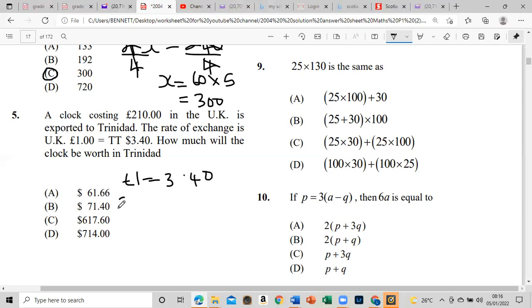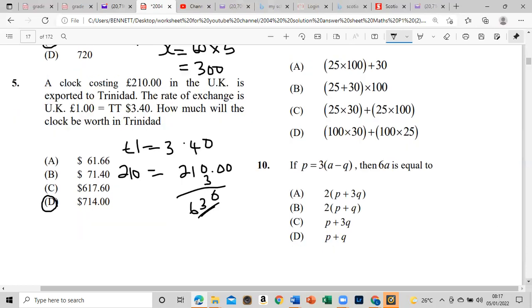So for £210, I have to multiply it by 3.4. Let's try 3 and see if it passes 670. If you multiply 3 by 210, that's already 630, so it can't be this option plus the 47. So you have to do this. It's multiple choice. It's not about being bright or anything. It's about being efficient, so you can complete your paper.